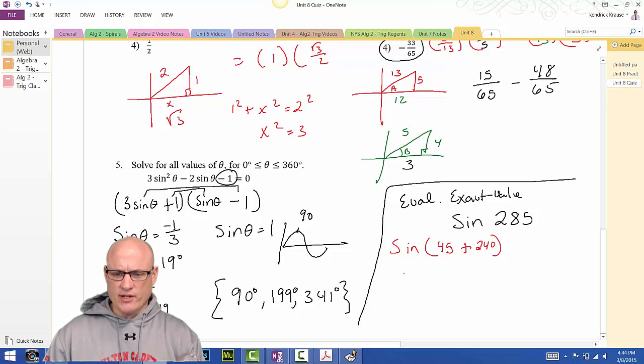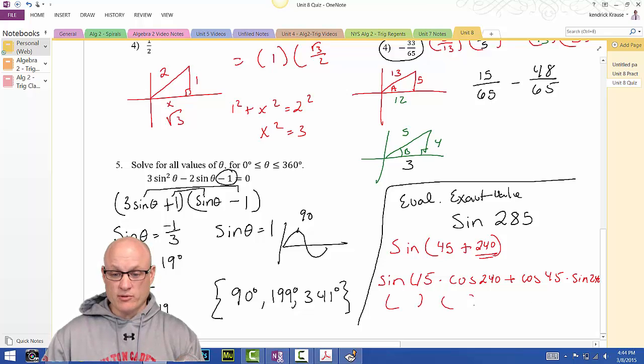This is the same. So this is reference angle of 60 degrees. So that's going to have, that's a good problem. So we're going to go sine of 45 times cosine of 240 plus cosine of 45 times sine of 240. All right, parentheses, parentheses, parentheses, parentheses, plus parentheses, parentheses, parentheses, parentheses.